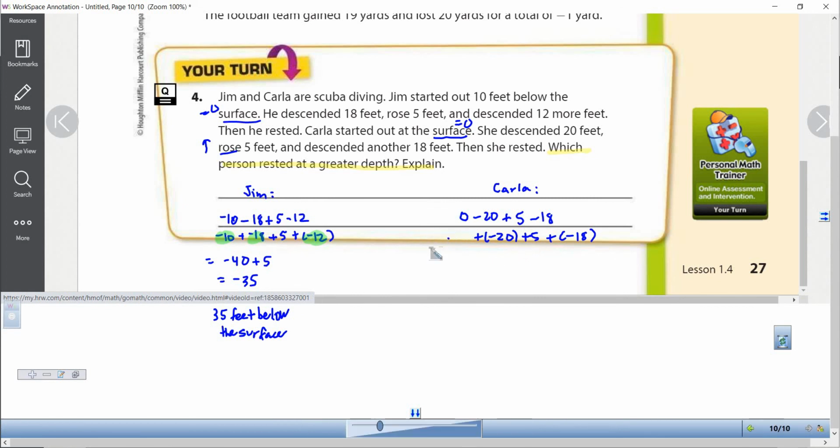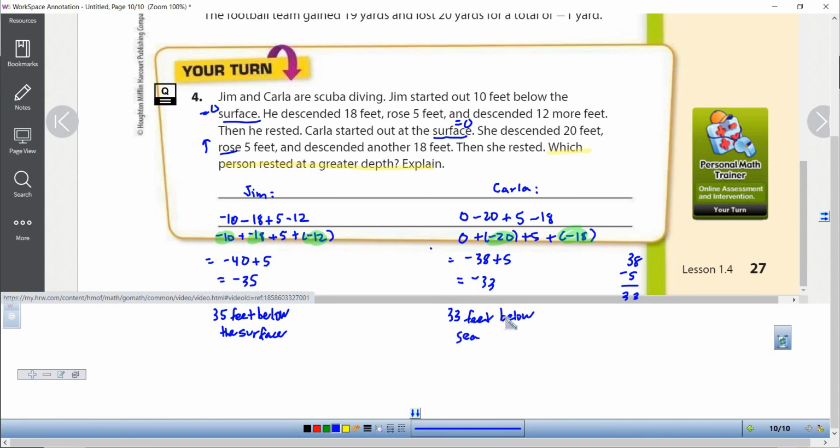All right, let's take a look at Carla. Well, Carla started at sea level. That's a 0. Let's see what I could do here. I could put these negatives together, and I get negative 38 plus a positive 5. What do I have more of? I have more negatives. How many more negatives do I have? Well, if I do 38 take away 5, I get 33. Okay, so what does that mean? That means Carla is 33 feet below sea level.